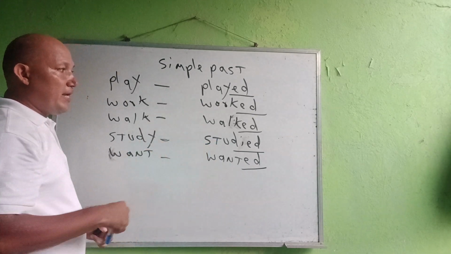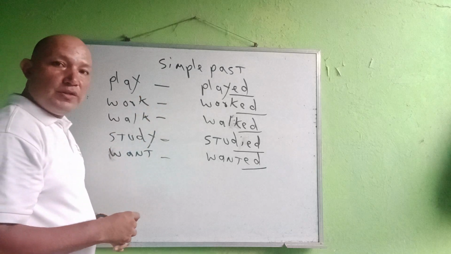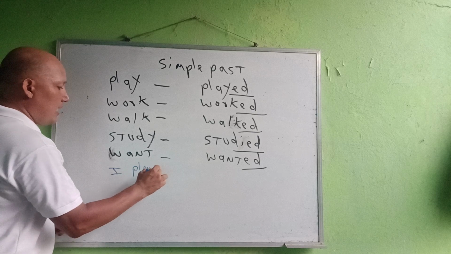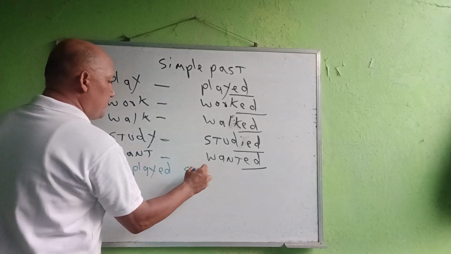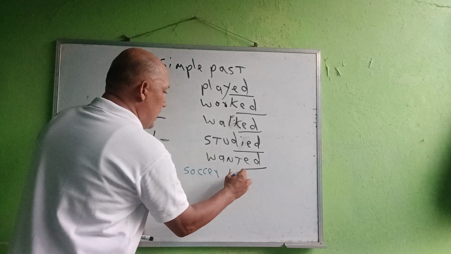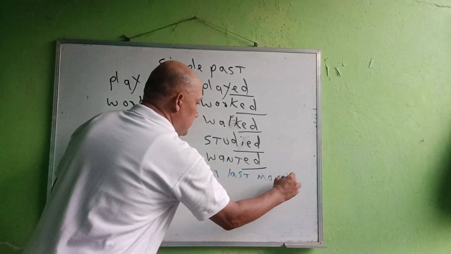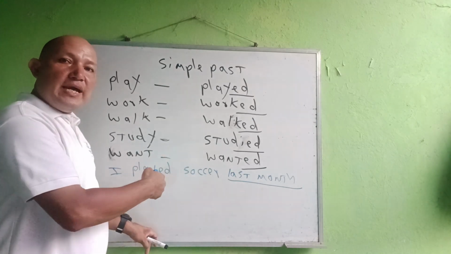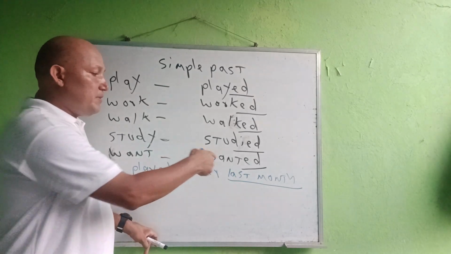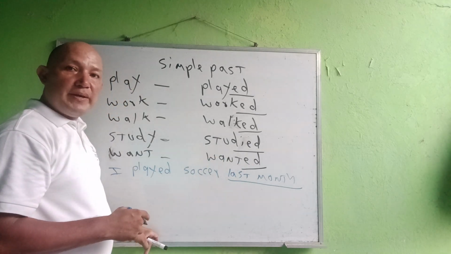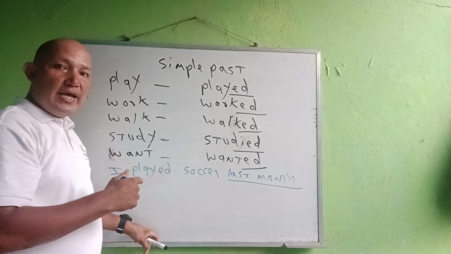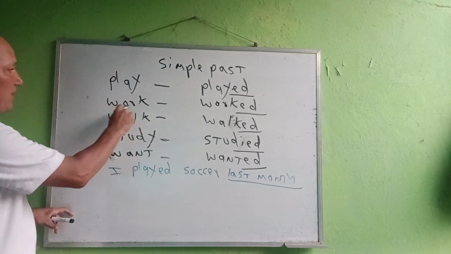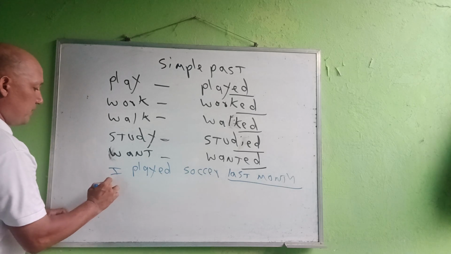Now let me write one example using each of these verbs I have written here. For example, I played soccer last month. In this case, I'm using last month because I specify when this action happened, when I did this action. For that, I specify using this past tense expression, last month, because I'm explaining when I did this kind of action.